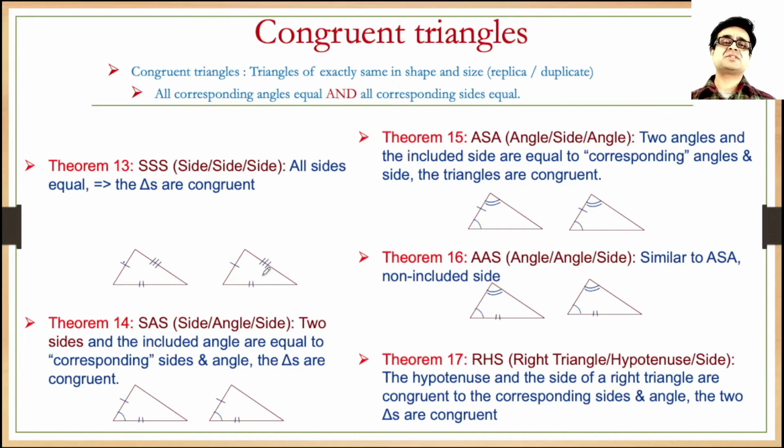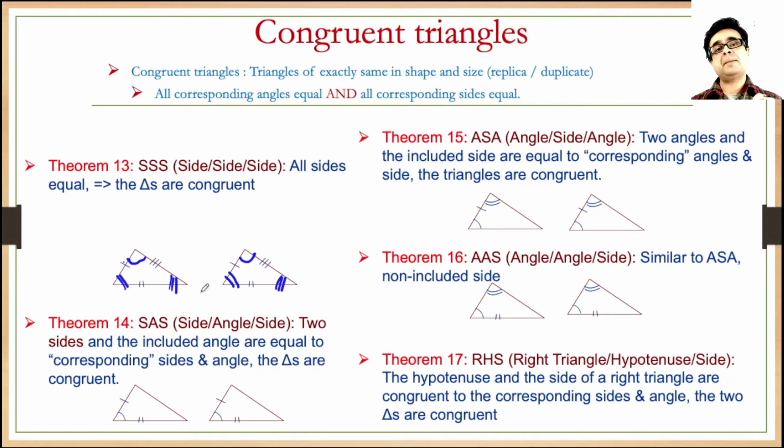The proof of it is not as important as the theorem itself. What that means is, since these 2 triangles are congruent, it also means their area would be equal, their perimeter would be equal, and all the corresponding angles would be equal, which means this angle would be equal to this angle, and this angle would be equal to this angle.